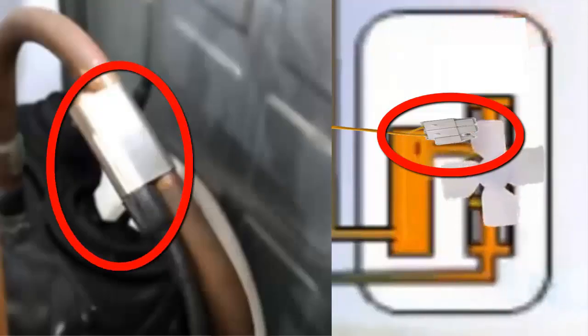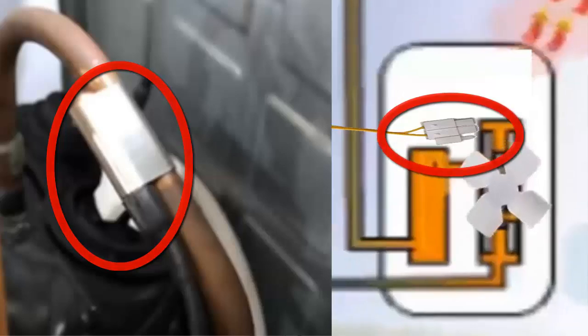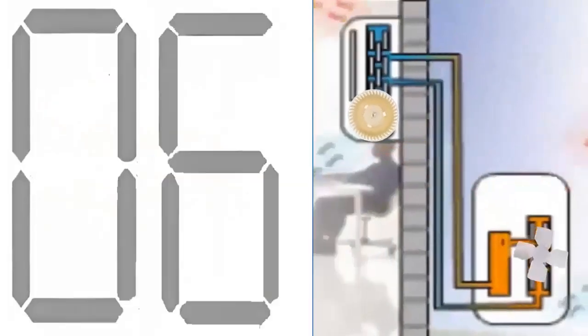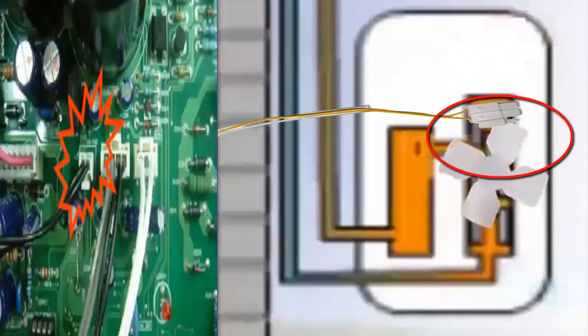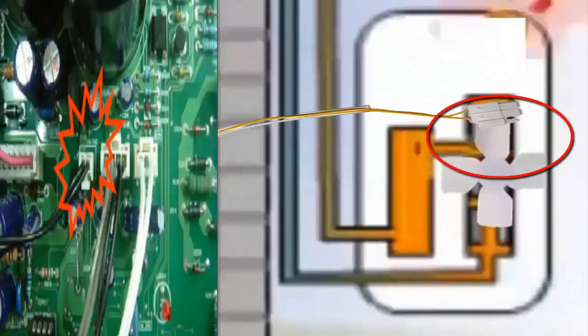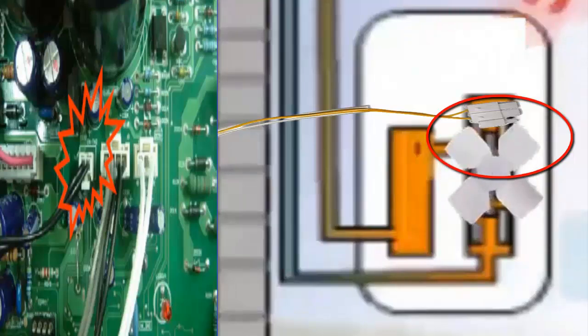Error code F06. Error in the heat exchanger or coil sensor of the outdoor unit, responsible for measuring the refrigerant temperature during the phase change and calculating the refrigerant saturation pressure.